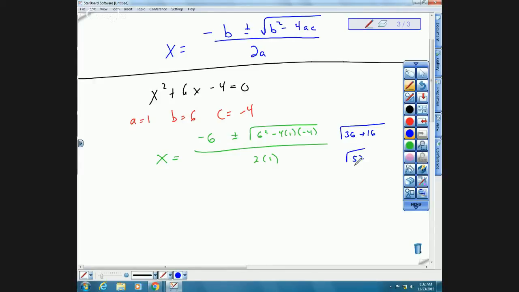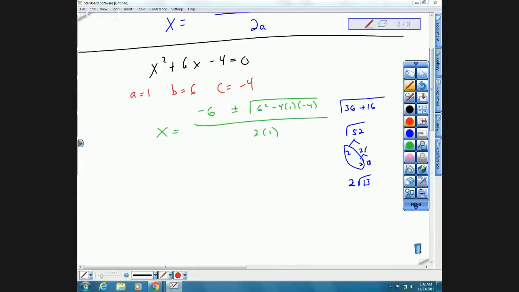Can I break down the square root of 52? 2 and 26, 2 and 13, right? So this becomes 2 square roots of 13. So that kind of helps me make it a smaller problem by just looking at that first. So now I come back over here and I write negative 6 plus or minus what we got, divided by 2.